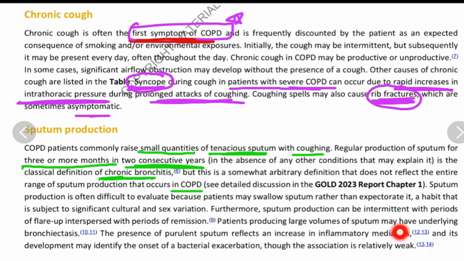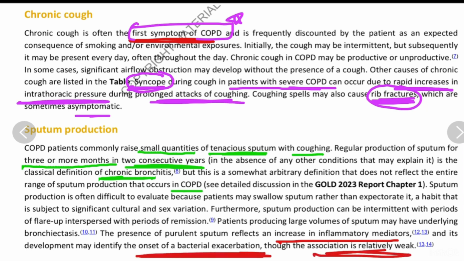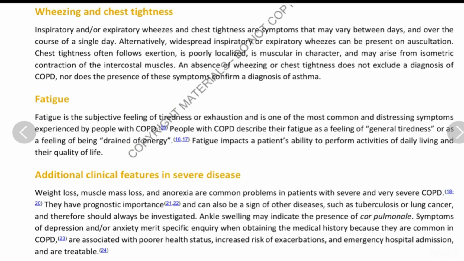Patients producing a large volume of sputum may have underlying bronchiectasis. The presence of purulent sputum reflects an increase in inflammatory mediators. So they are telling us there will be an increase in inflammatory mediators also, and its development may identify the onset of bacterial exacerbations, though the association is relatively weak.